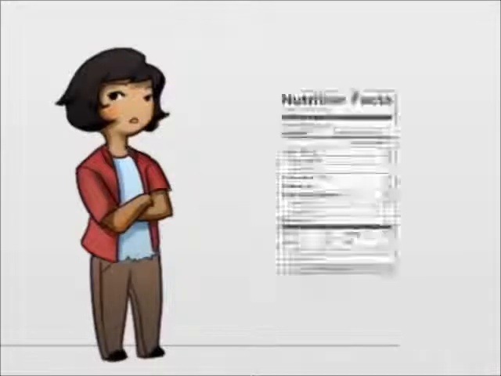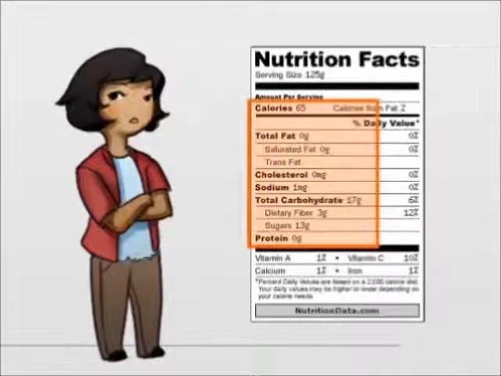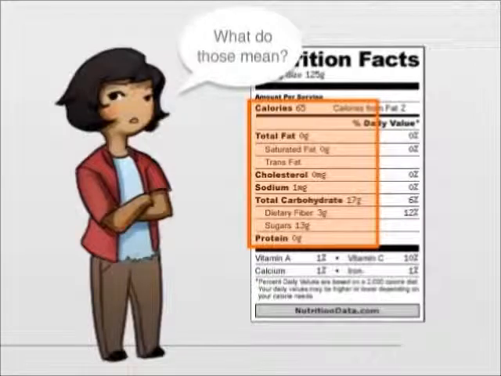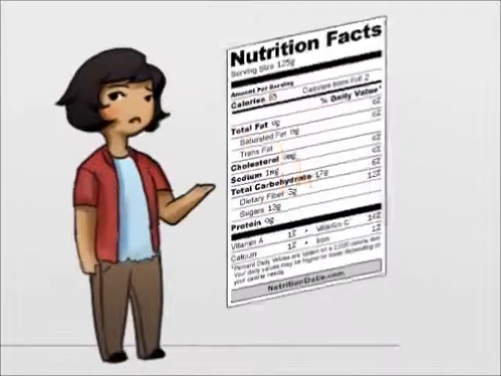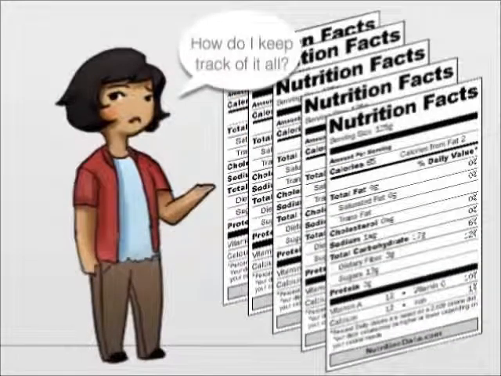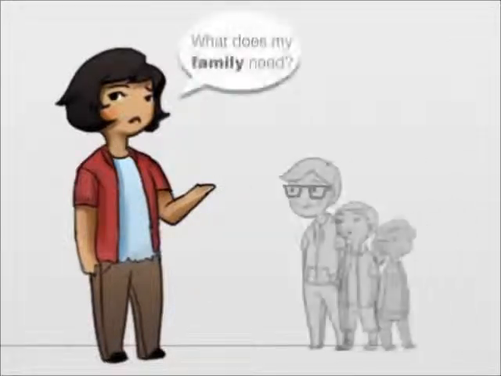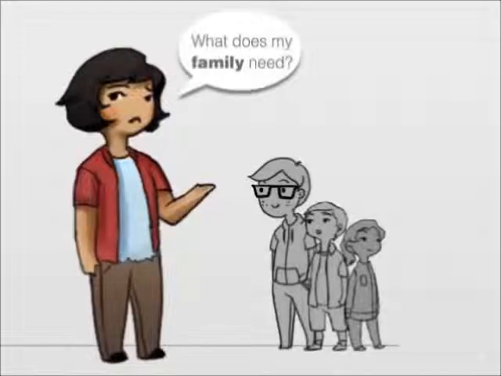First, few people know exactly what all those nutrients on that nutrition facts label does for their diet. Second, it's difficult to keep track of all the nutrients when you have more than a couple of items. Finally, Jenny doesn't know what or how much of these nutrients her family needs.